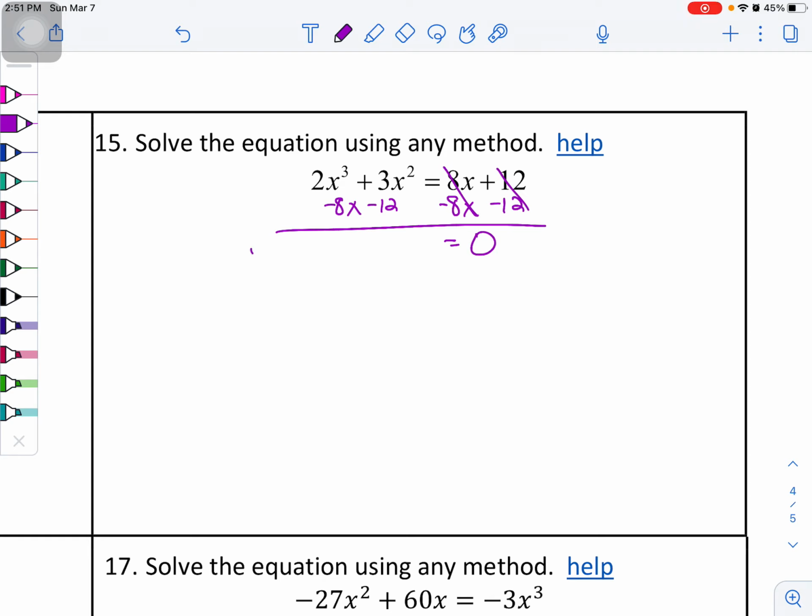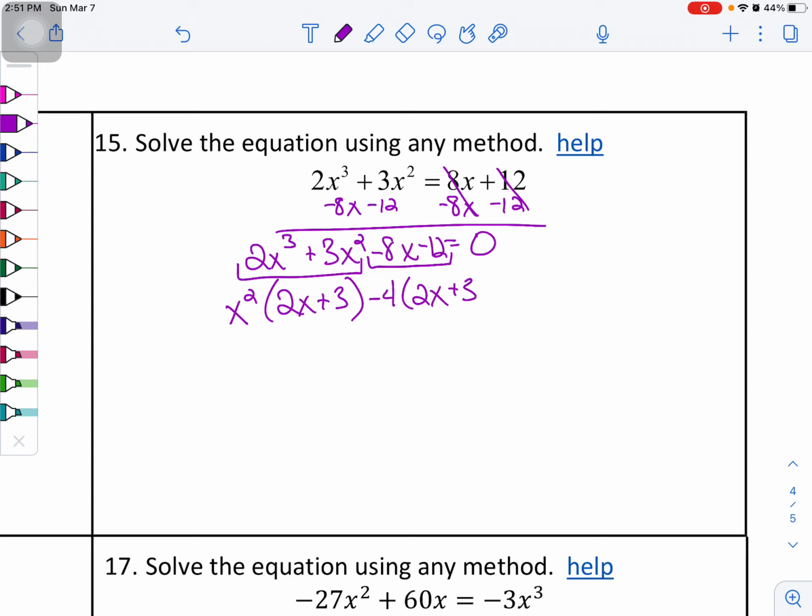It doesn't really matter which side you work with, but I'm going to go ahead and subtract 8x and subtract 12 to make the right side equal 0. So 2x cubed plus 3x squared minus 8x minus 12. There's no like terms there. Now I have a 4-term polynomial here that I am going to factor by grouping.